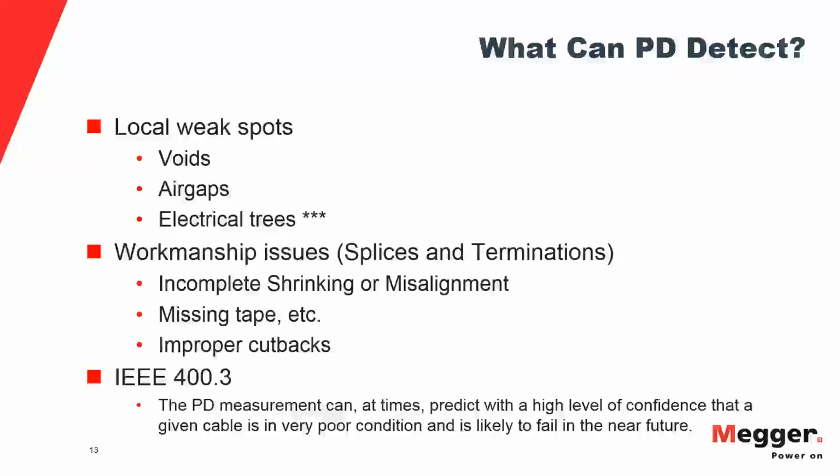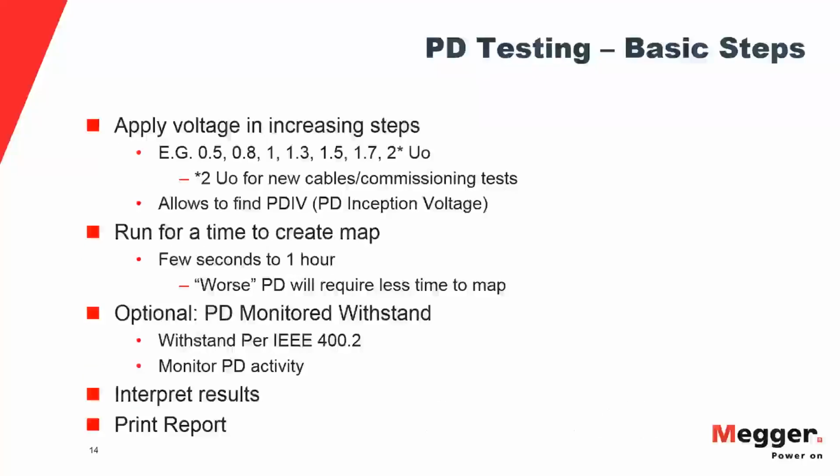So what can partial discharge detect? It can detect local weak spots in the insulation, voids and air gaps. It can detect electrical trees, but only if the tree is present during testing. It's very unlikely that the tree is present during testing.